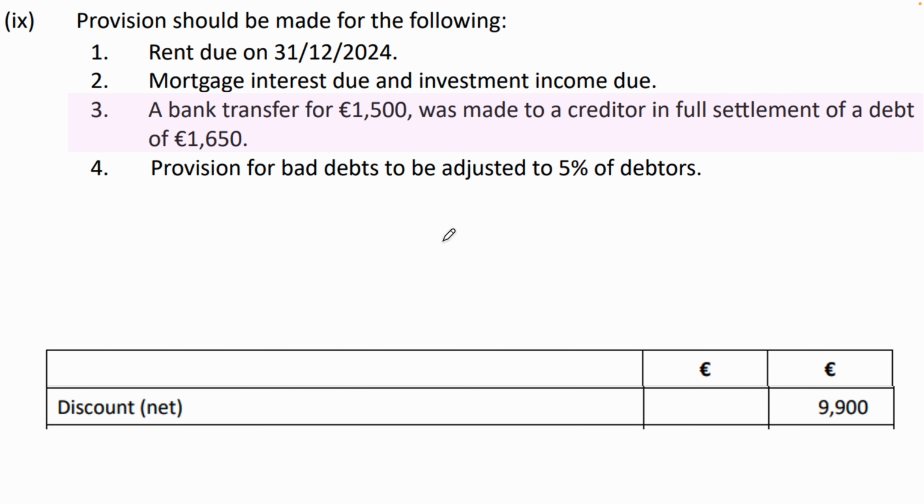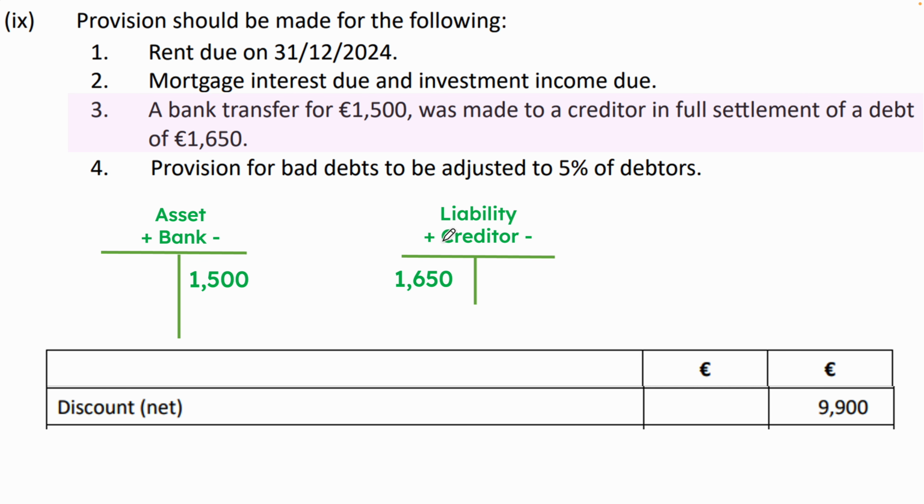Now, note 3 then says a bank transfer for 1,500 was made to a creditor in full settlement of a debt of 1,650. So 1,500 left McConnell's bank account, so we would be crediting the bank account, so the asset bank would be reducing. It was made to a creditor in full settlement of the debt. So the debt to the creditor has completely reduced.